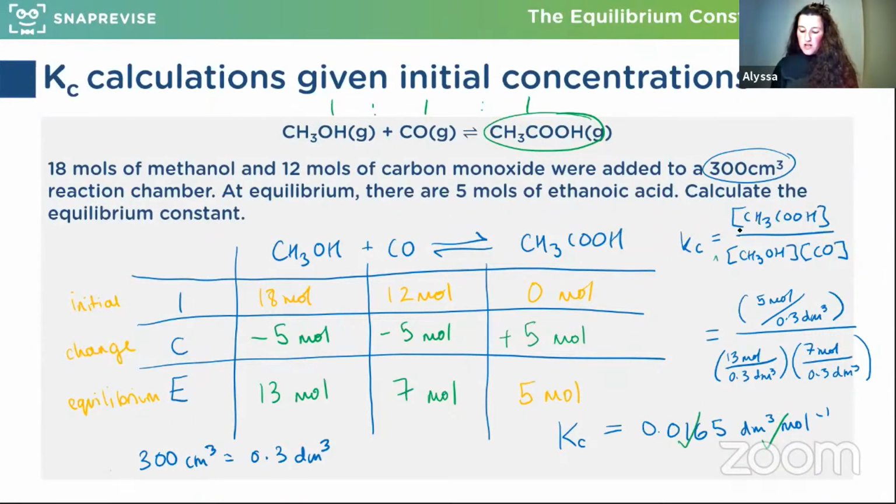And in a question like this, you would probably get 1 mark for the expression, 1 mark for your answer, 1 mark for the units. And if they're feeling nice, because you have got a lot of work, you might get 1 mark for your equilibrium amounts as well. So these questions can be 3, sometimes 4 marks, which is nice.